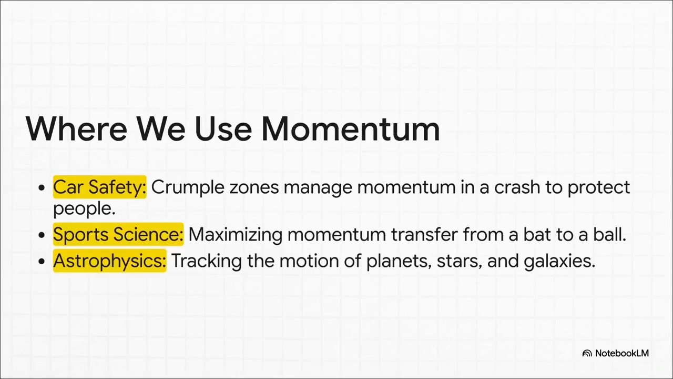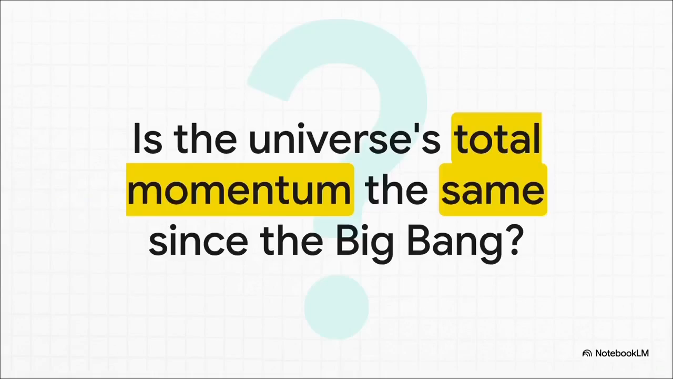In sports, hitting a home run is all about the perfect, efficient transfer of momentum from a bat to a ball. And astronomers use this very same law to track the incredible dance of planets, stars, and entire galaxies. It really is everywhere. And that brings us to one last kind of mind-bending thought to leave you with.